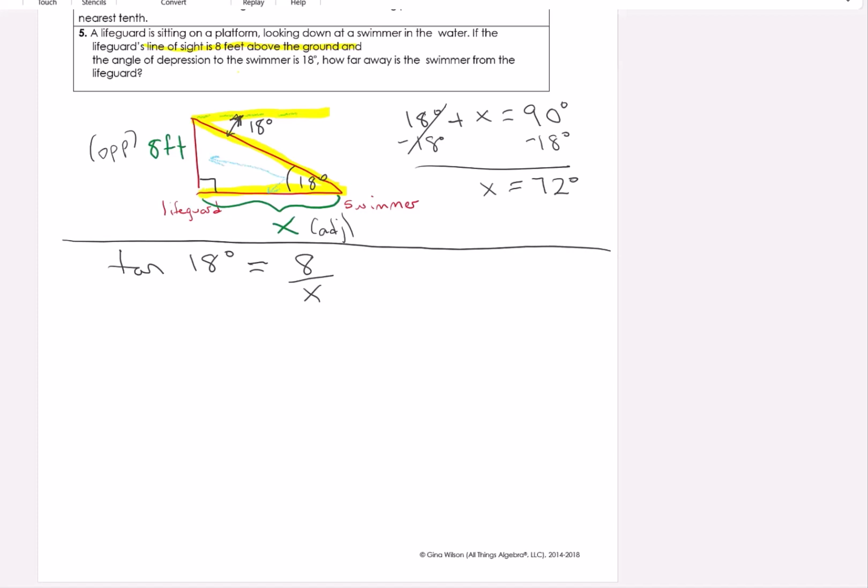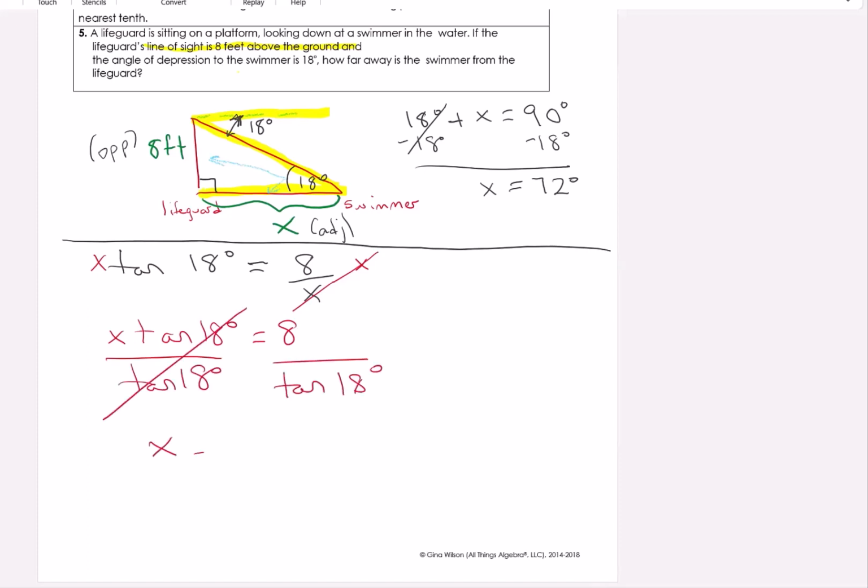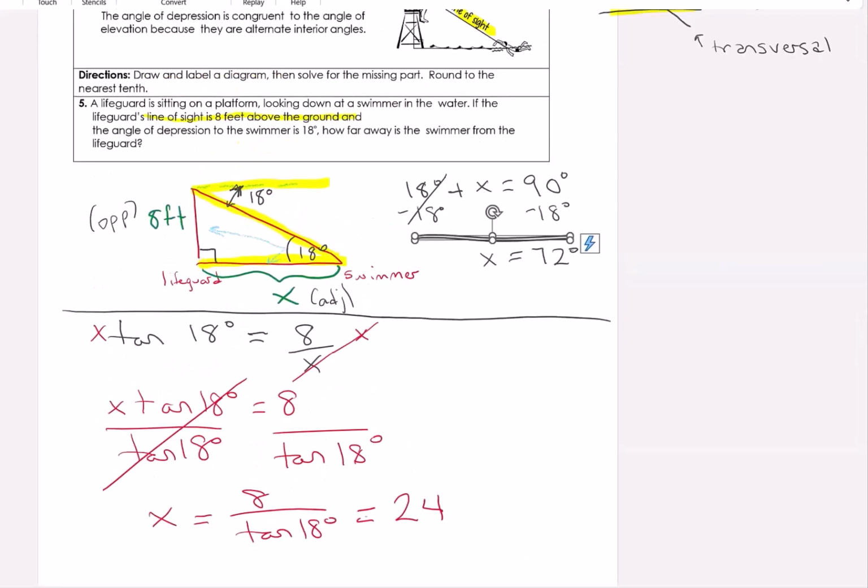Now, I'm going to multiply both sides by x. I do that because I want to cancel the denominator, which means I now have x tangent of 18 degrees is equal to 8. And the tangent of 18 degrees is just a number. I can divide both sides by that number. The tangent cancels. I end up with x equals 8 divided by the tangent of 18 degrees. And now I get out my calculator. X equals 24. Now we have to figure out what we want to round to, the nearest tenth.